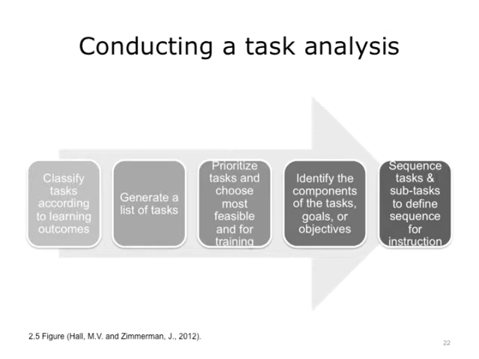3. Prioritize tasks and choose those that are more feasible and appropriate if there is an abundance of tasks to train. 4. Identify and describe the components of the tasks, goals, or objectives. 5. Sequence tasks and subtasks to define the sequence in which instruction should occur that would best facilitate learning.